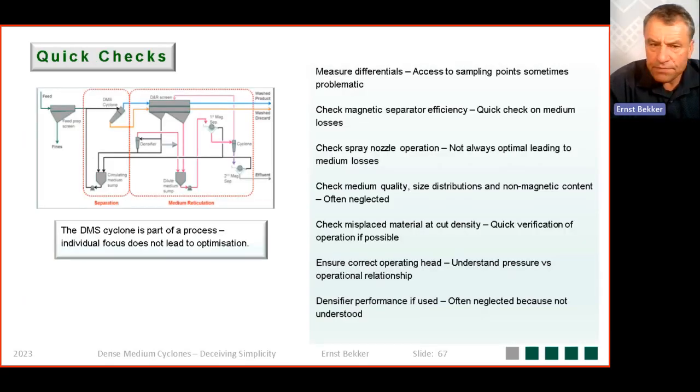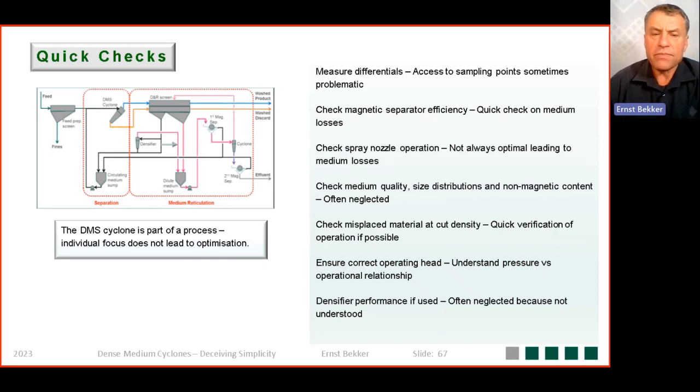Next, some quick checks. The dense medium cyclone is part of a process. So if you want to optimize the unit, we can't just focus on the cyclone alone. So some guidelines: measure the differentials, but you need to have access to sampling points. That gives you an indication of the medium, as discussed earlier. Check the magnetic separator efficiency. Just check on the medium losses. Check your spray nozzle operation on the screens. Make sure it's operating optimally, which reduces the medium losses. Check your medium quality and the size distributions, amount of non-magnetics. You can check for misplaced material as a quick reference.